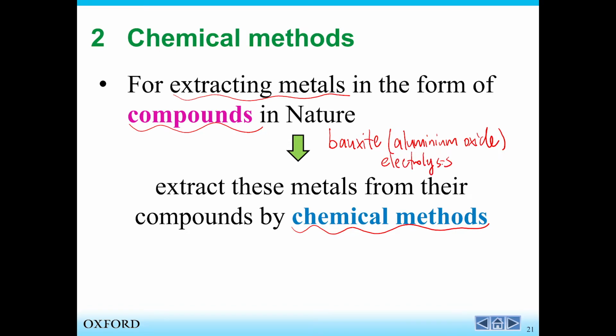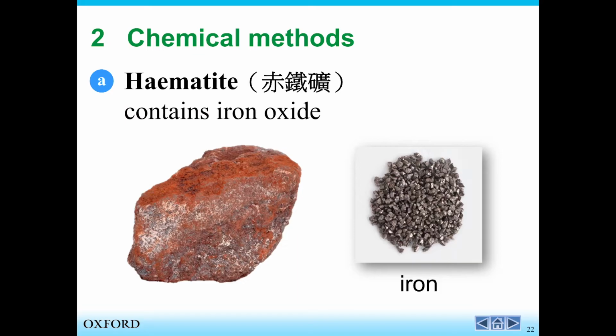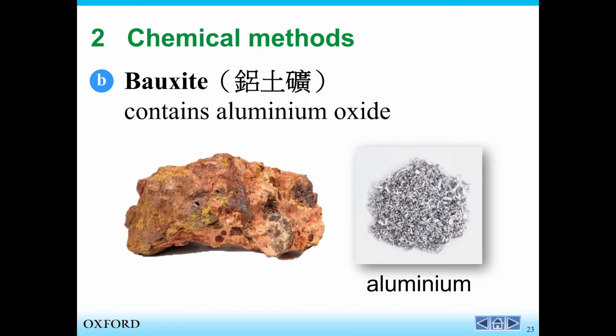But how about the other example that I mentioned, the other ore that we were talking about last lesson, which was hematite? For hematite, we can do carbon reduction, which we're going to talk about now. Oh, here it is. Hematite contains iron oxide. So you can see here, this is the ore, but the metal that comes out is iron. And there are some other examples of ores here. Bauxite, there you go. This is aluminium oxide. It has aluminium and oxygen in it.